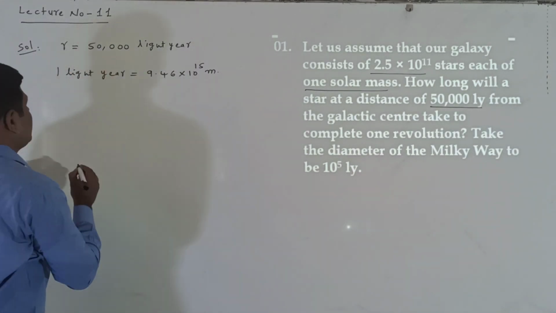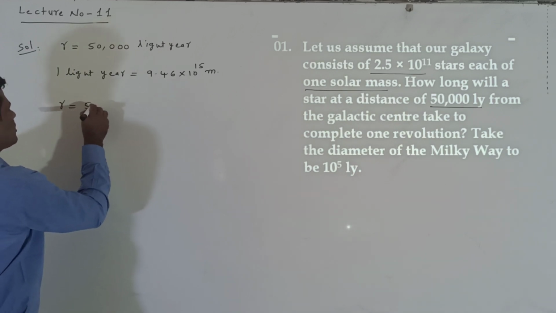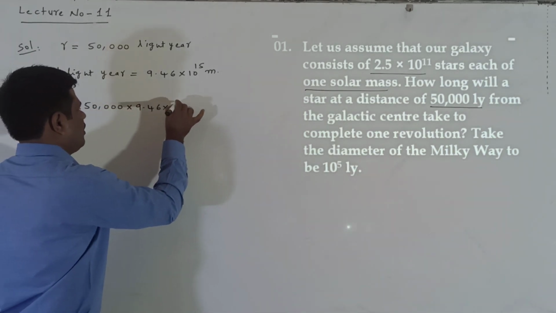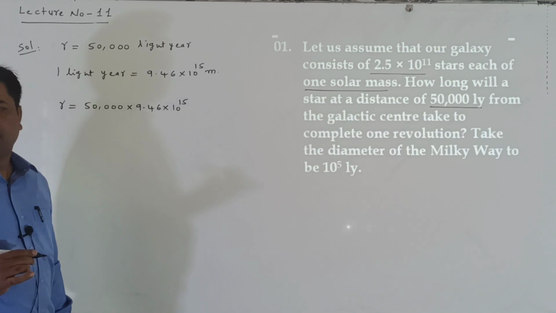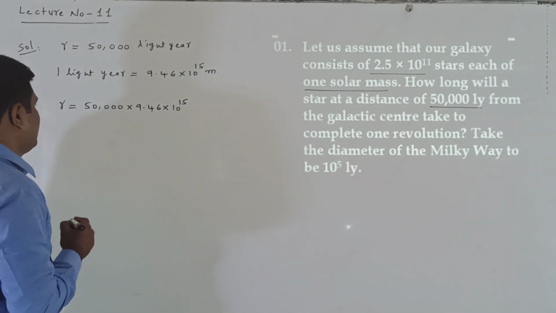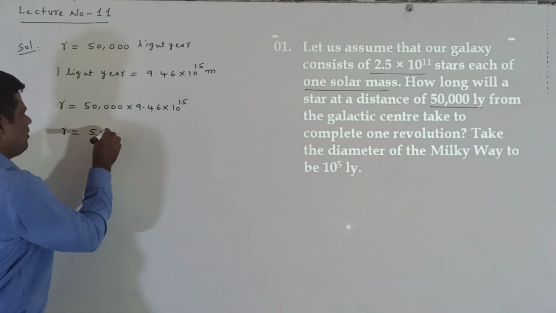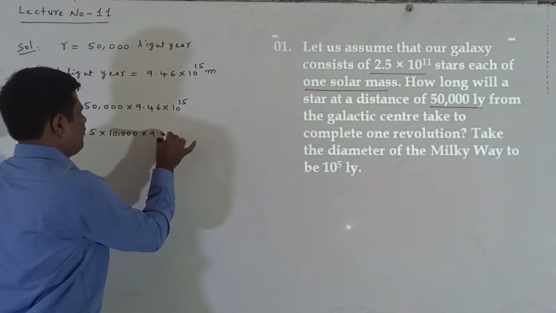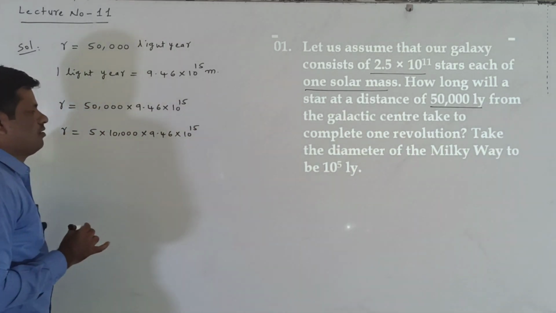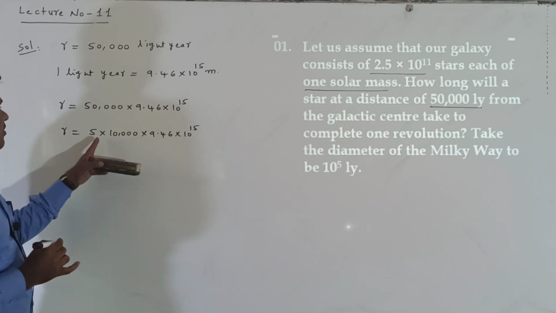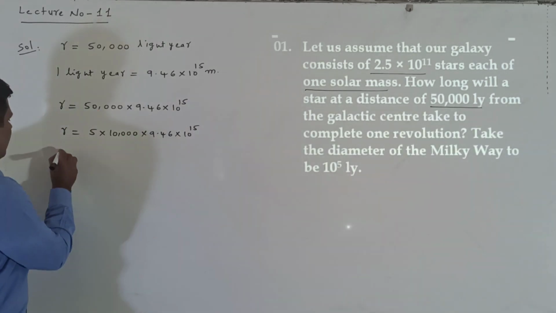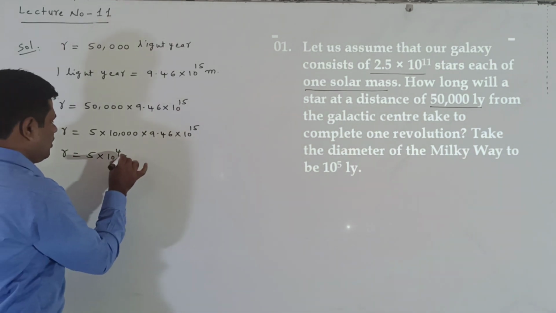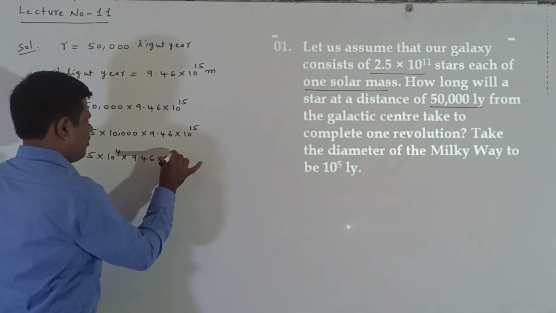Here r is equal to 50,000 light year, means r is equal to 50,000 into 9.46 into 10 power of 15 meters. Now what I am writing here? r is equal to 5 into 10,000 into 9.46 into 10 power of 15. Here 5 into 10,000 is equal to 50,000. Now r is equal to 5 into 10 power of 4, because 10,000 means 10 power of 4, into 9.46 into 10 power of 15.